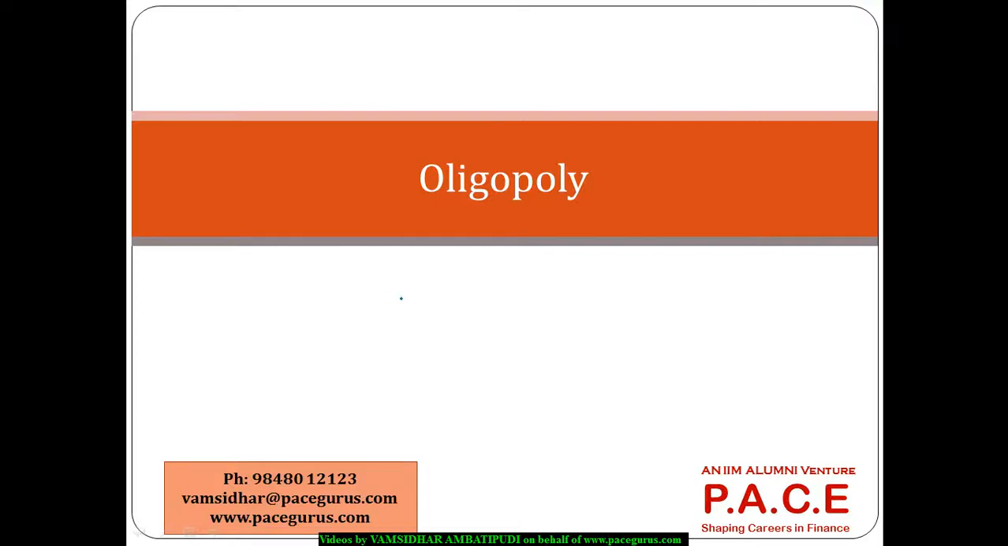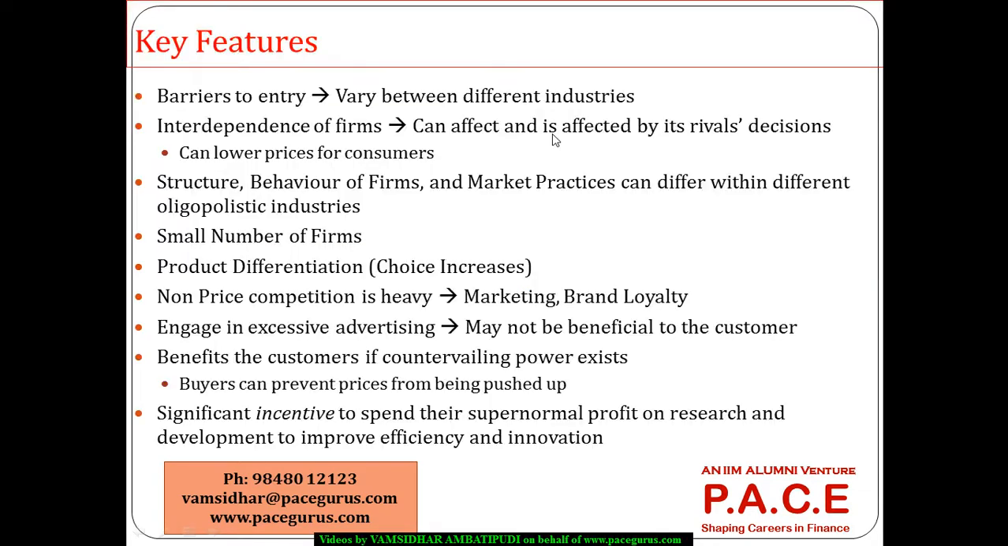Now, let's spend some time trying to understand the oligopoly market structure. We know that out of the four market structures, the monopoly, the oligopoly, the monopolistic competition, and the perfect competition space, oligopoly has some distinct characteristics. Let's try to understand what differentiates this oligopoly from the various other market structures. Just like a monopoly, this has so many barriers to entry.